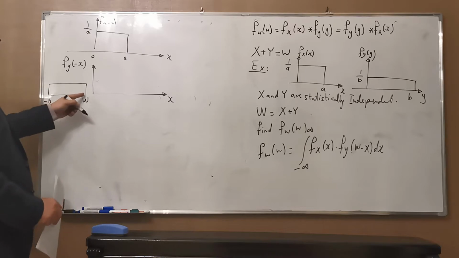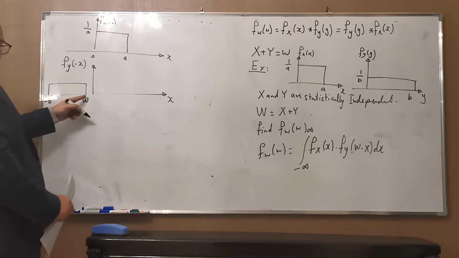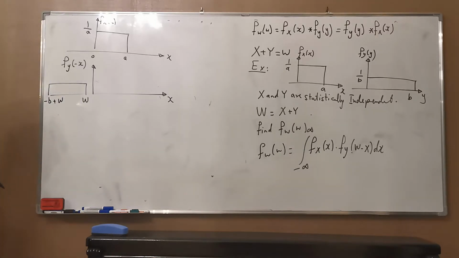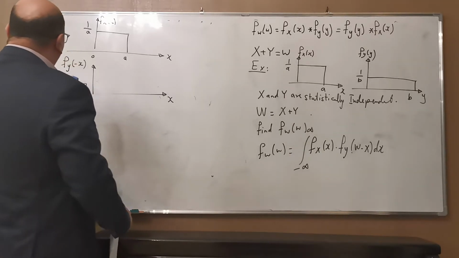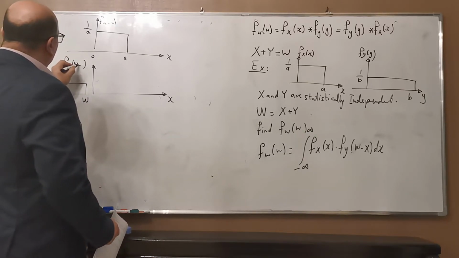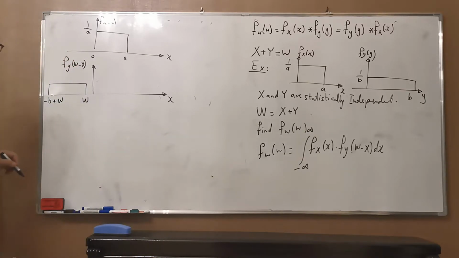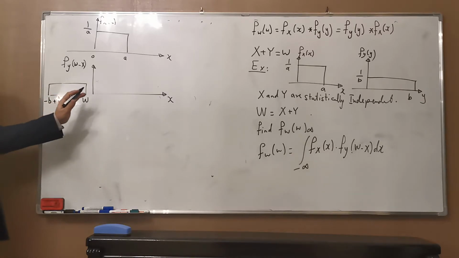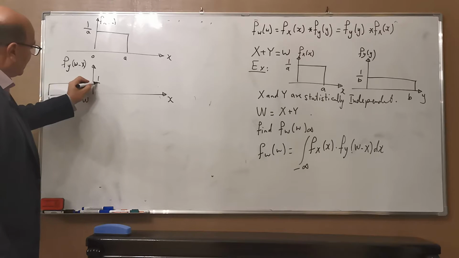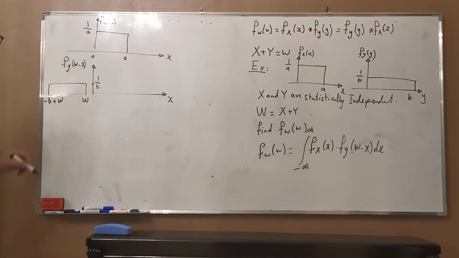So if this is w, the width is plus w. So w here is negative. So this one is fx or fw minus x. So fw minus x is like this. Now for w less than 0, you don't have an overlap. The amplitude here is 1 over b. Now this is fw of fy of w minus x.